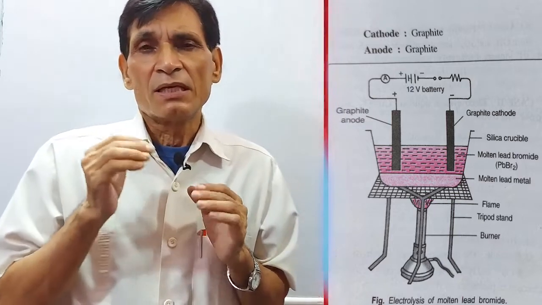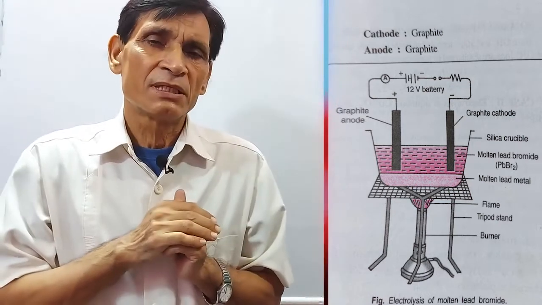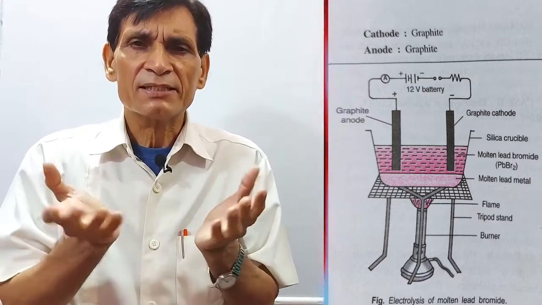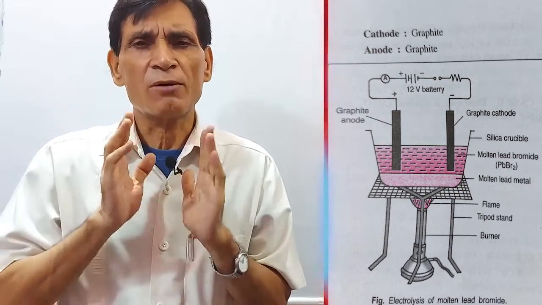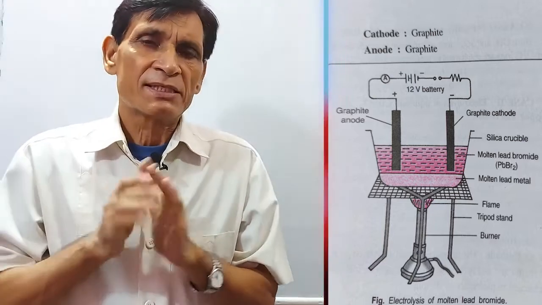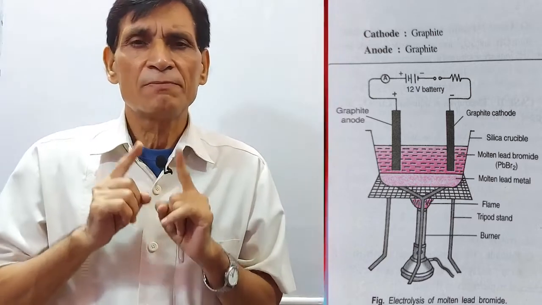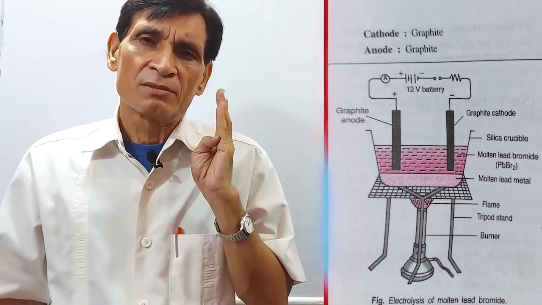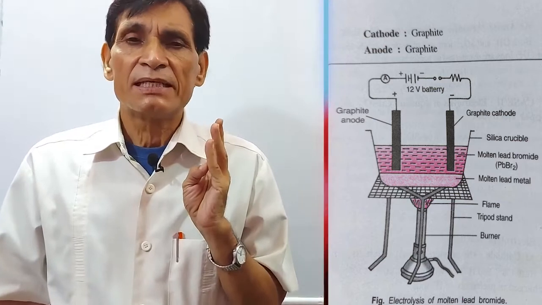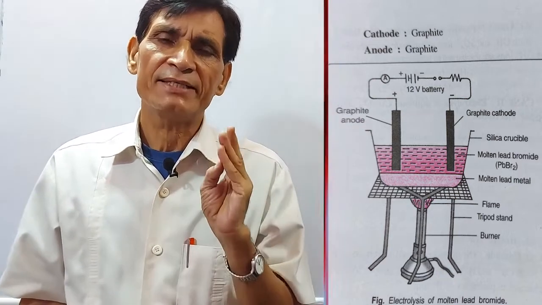Next is, lead is denser than lead bromide. Therefore, it does not float on the top. It goes down, settles, sinks and remains near the bottom around the cathode. This is about observation at anode and at cathode. Next, some reasons once again. First, silica crucible is used because silica is a non-conductor of electricity but a conductor of heat. Second point, it is non-reactive, means does not react. And third point, it can withstand high temperature.